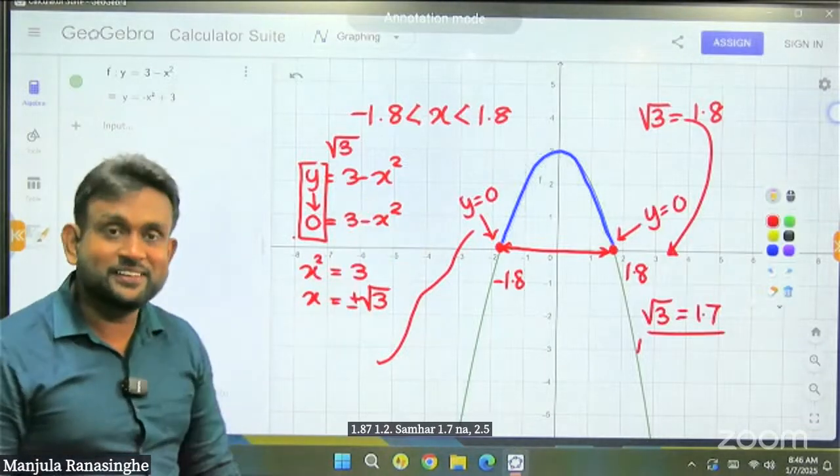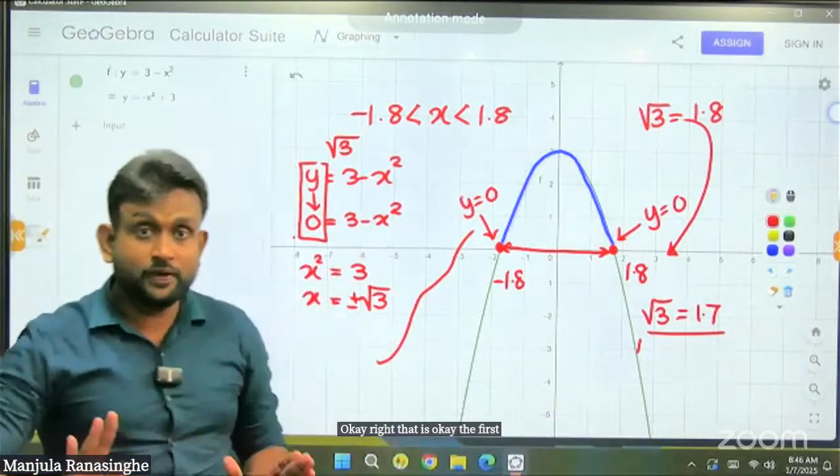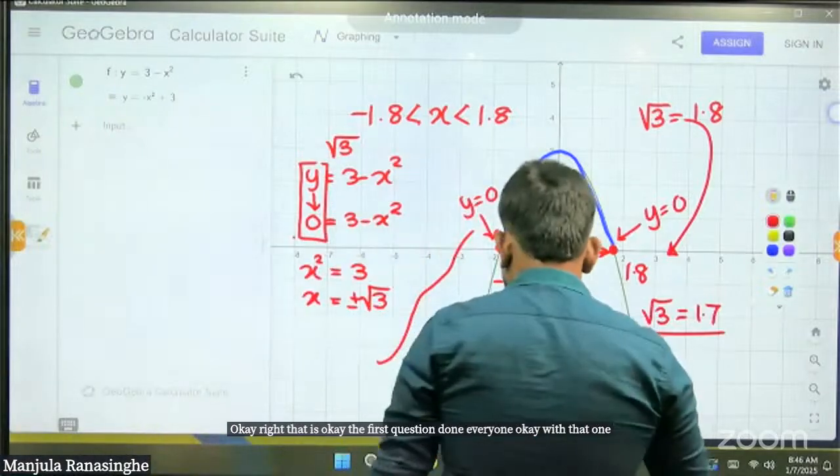2.5 not given, right. Okay, right, that is okay. The first question is done, is everyone okay with that one? Now we move to the next question.